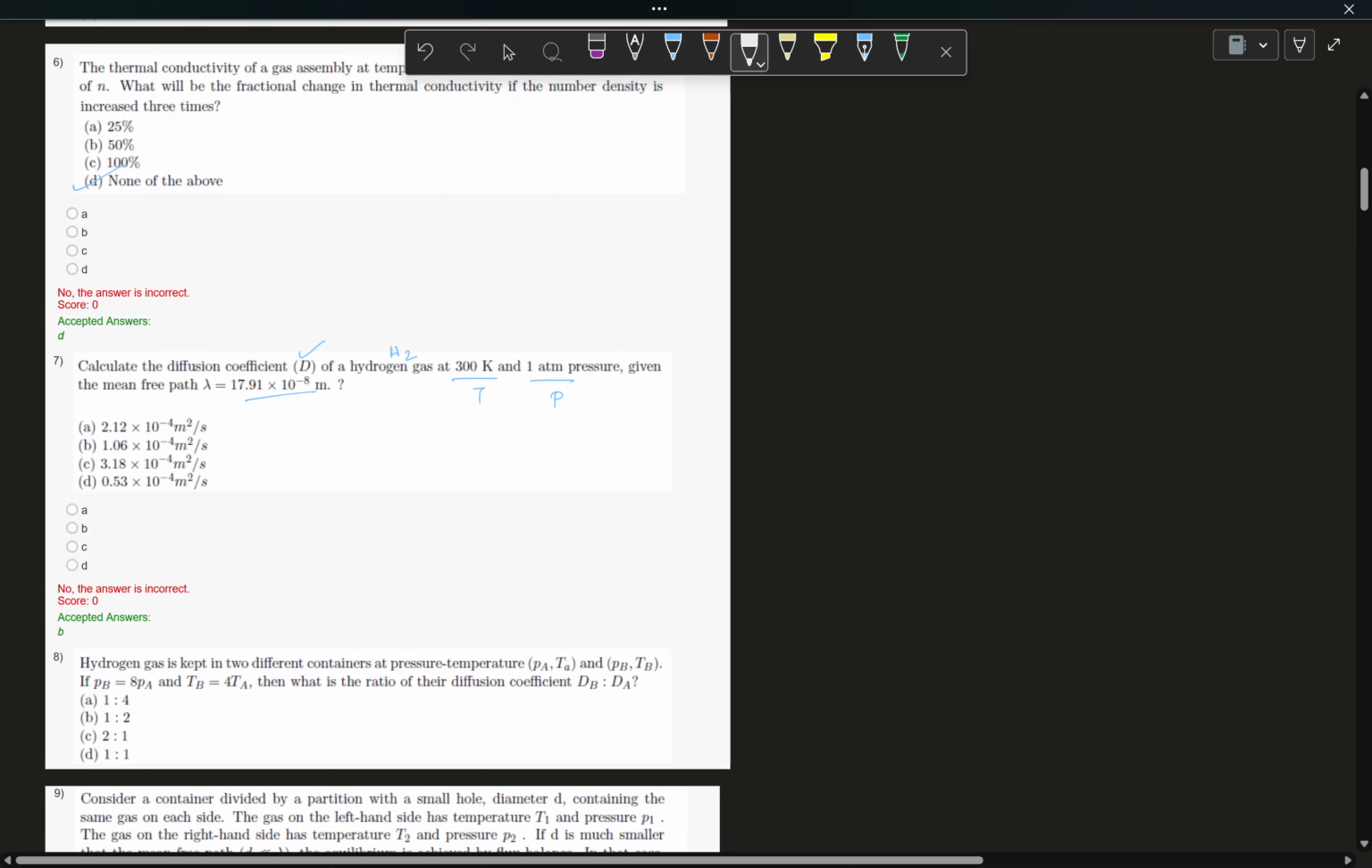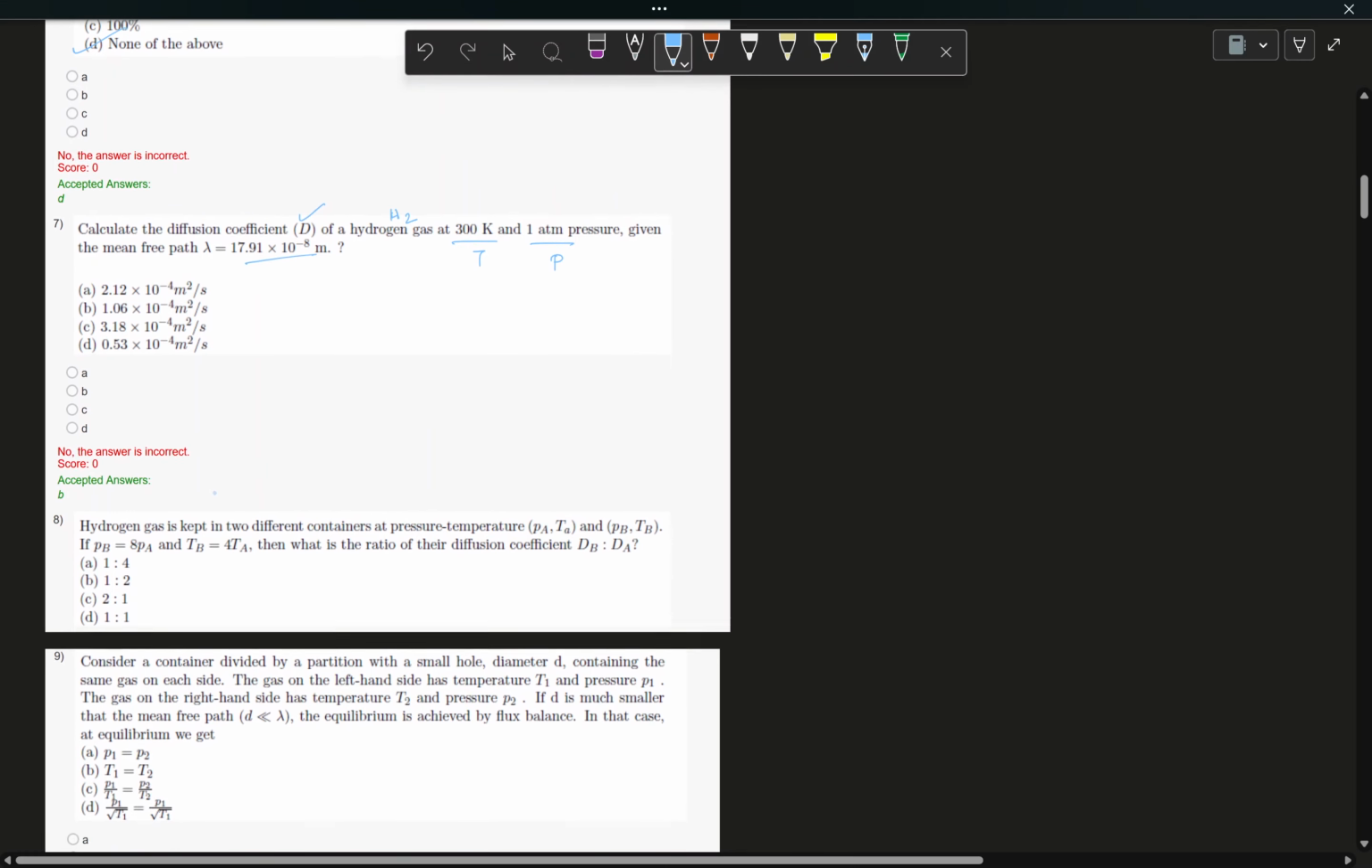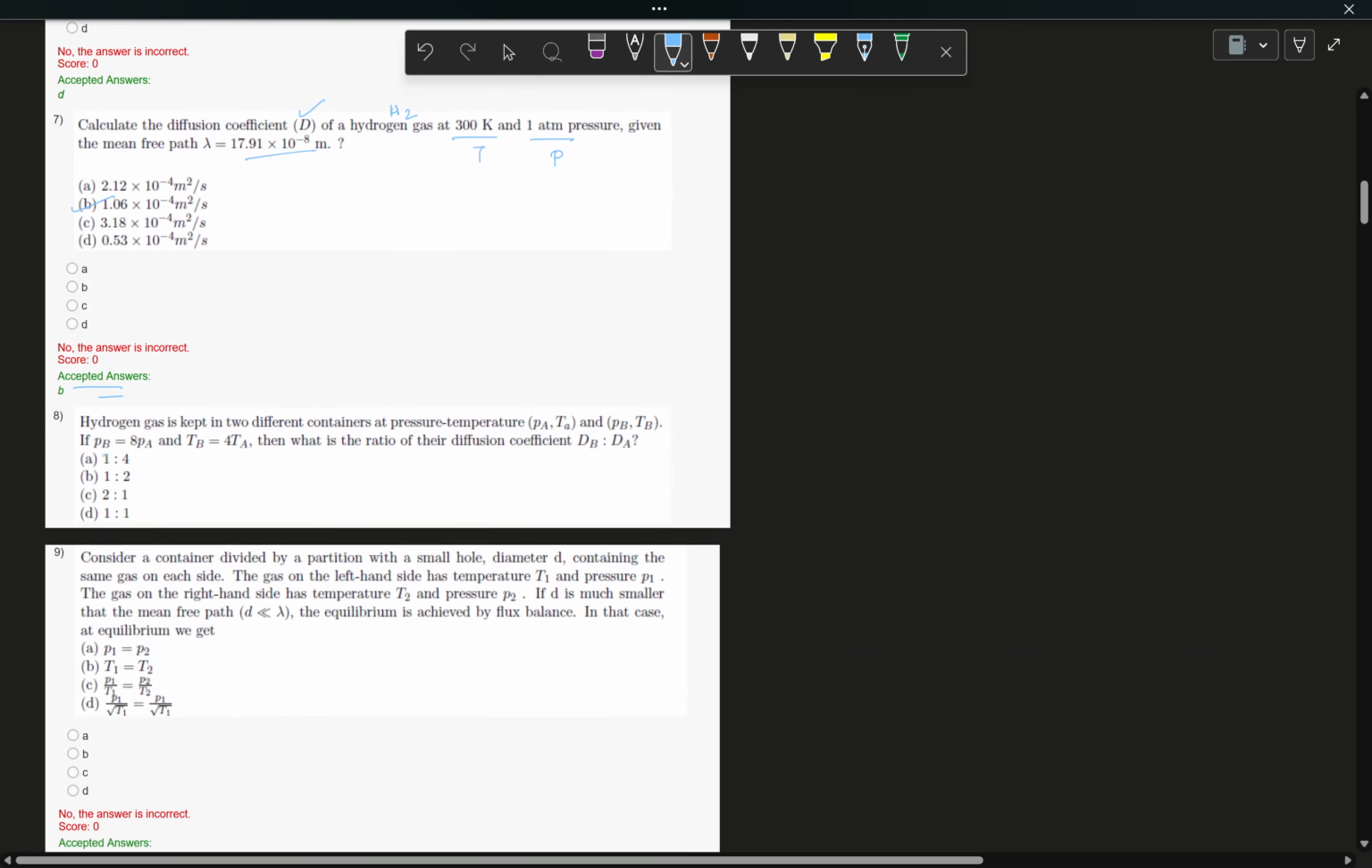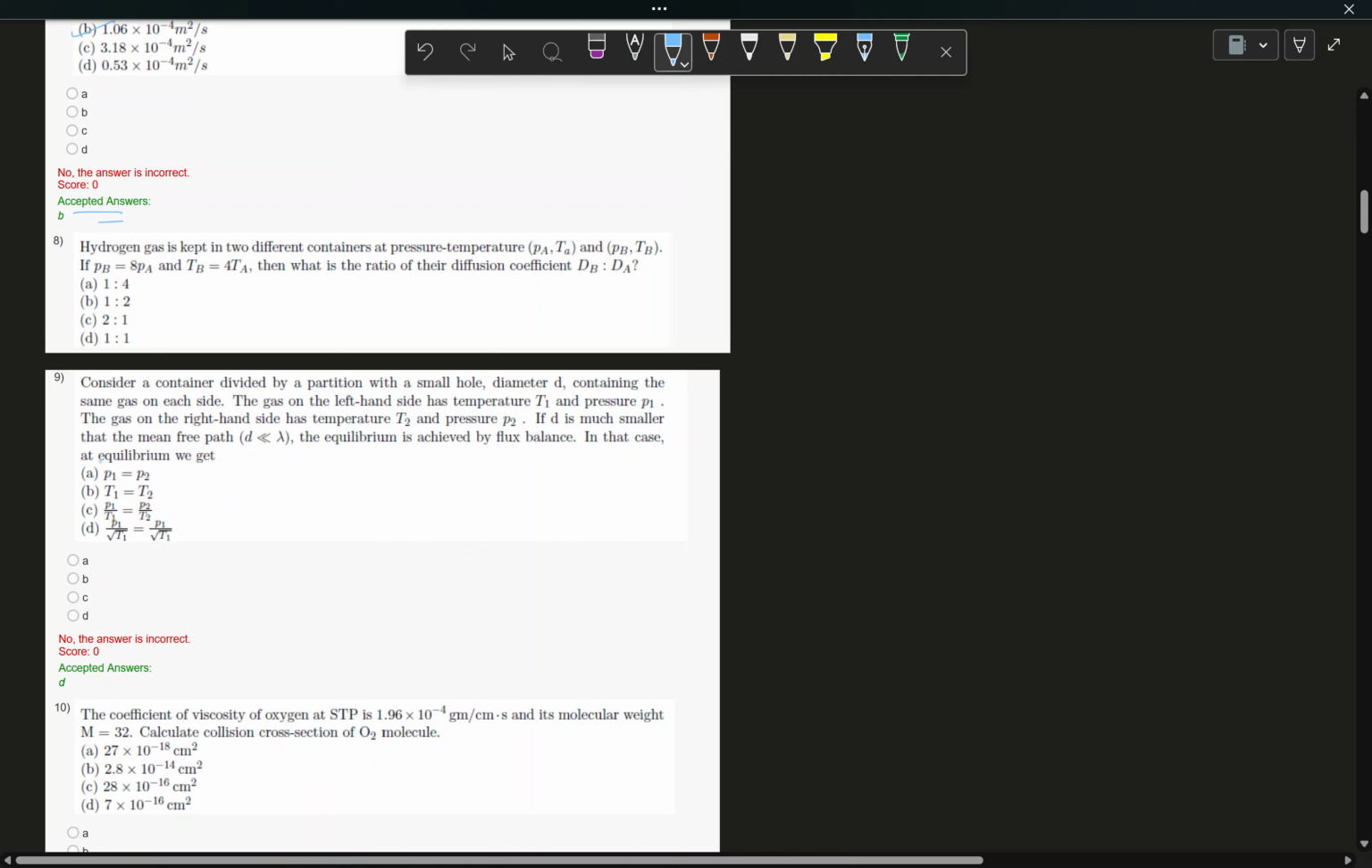So again check whether this is correct. Yeah, so option number B is correct, and that is the accepted answer also. So this is also solved.